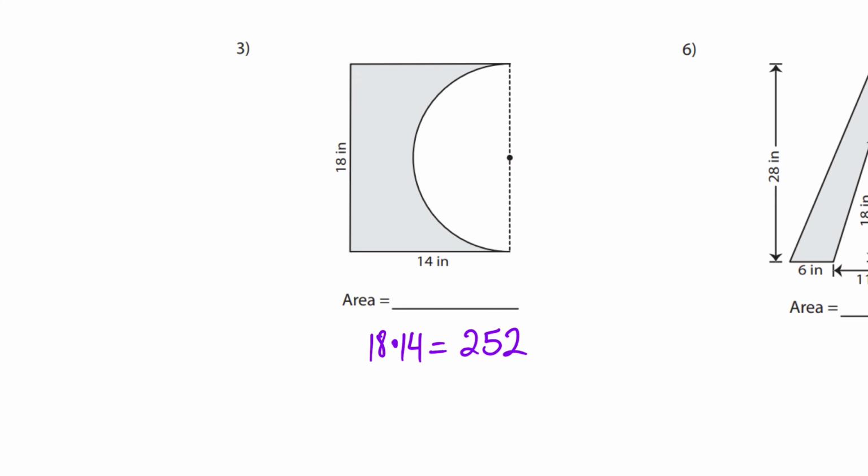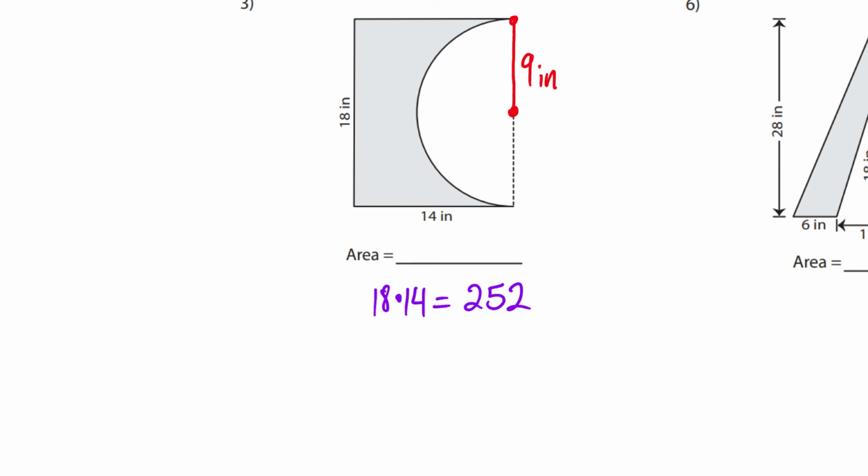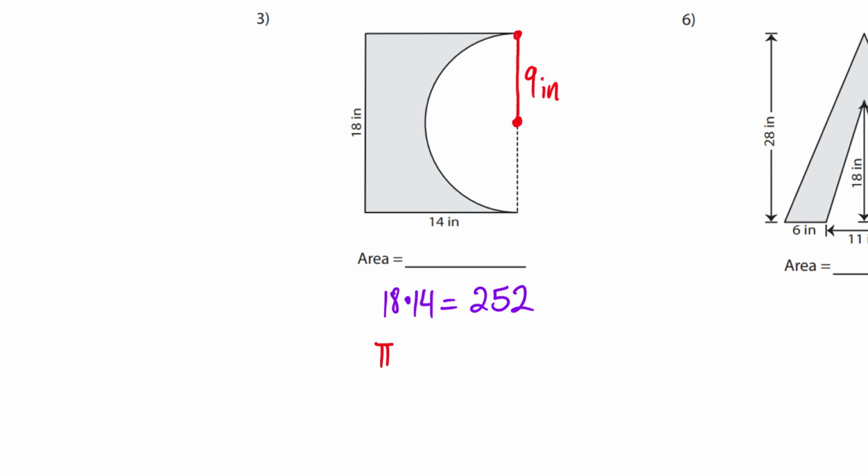All right, now first of all, how long is the radius of this circle? It's 9 inches, right? Now how do we find the area of a whole circle? Pi r squared, so I'm going to go pi times 9 squared. But that would tell me the area of the whole circle. This is only half of it, so I'm going to divide it by 2. So pi times 9 squared divided by 2. 127.24.